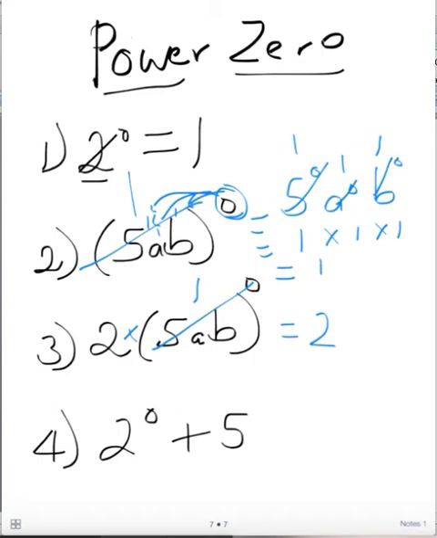Number 4, we can see the base 2 has a power 0. 5 is just power 1, so that will be staying the same. 2 to the power of 0 is 1. And then we have 1 plus 5. And 1 plus 5, that hopefully isn't too difficult, is just 6. And that's it.